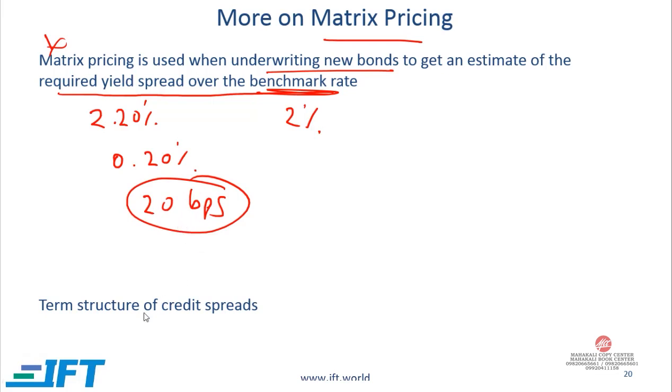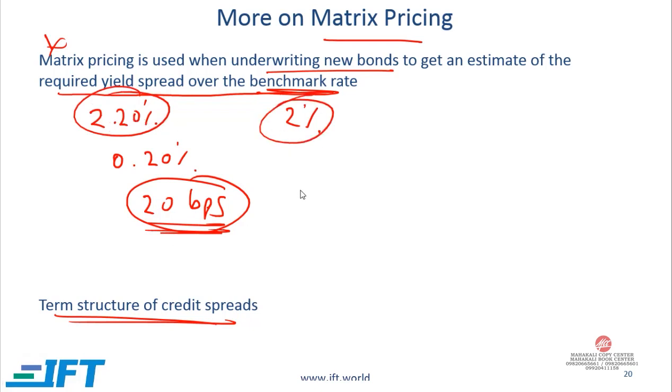You might also hear the following expression, term structure of credit spreads. Generally, most of this difference of 20 basis points between the YTM on the corporate bond and the YTM on a comparable government bond is because of the credit risk associated with the corporate bond. And we therefore use this expression, the term structure of credit spreads. In a later section, we'll talk about term structure in more detail, but very briefly, this refers to the different credit spreads depending on the maturity of the corporate bond.